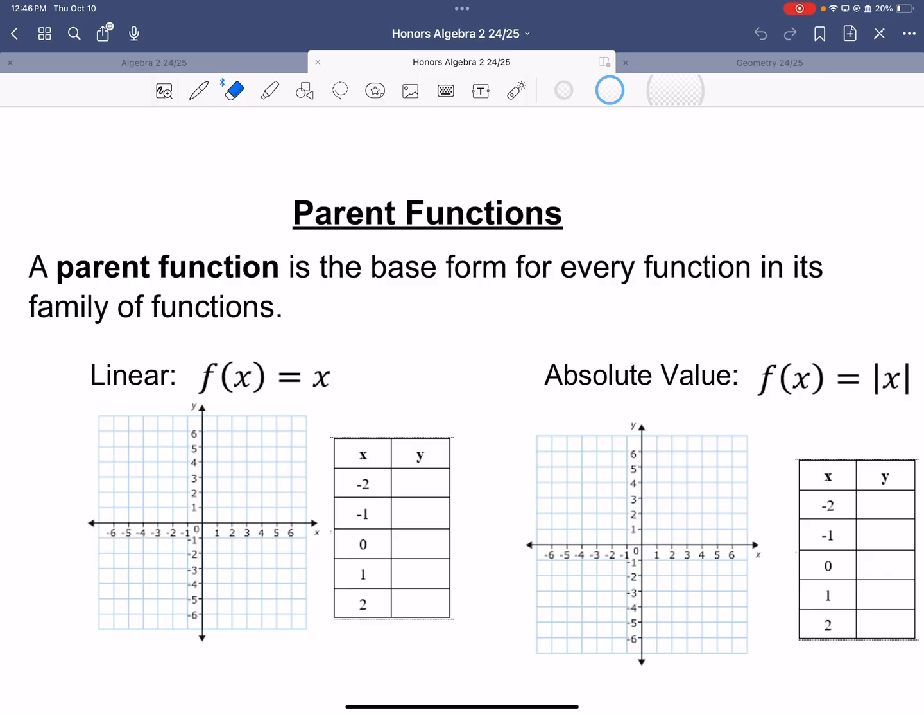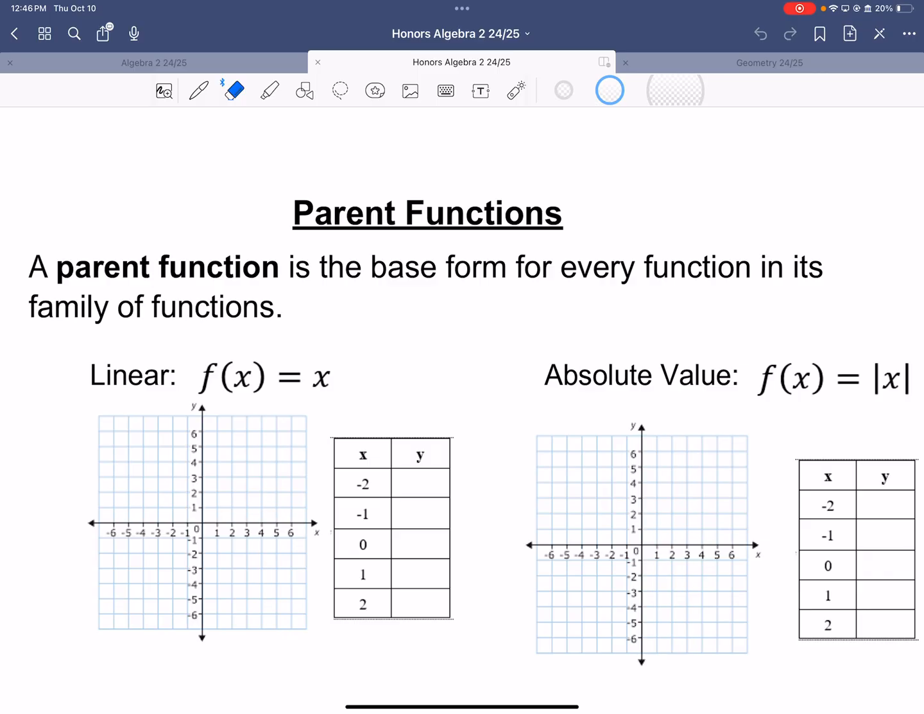Essentially, a parent function is a base form of every function in the family of functions. Okay, so it's just the base form of what it looks like. And all I want you to do is you can put the definition up there, but then I just want you to write linear, f of x is equal to x, and then just draw a graph. And then write absolute value, f of x equals, don't do the table. I'm going to put up Desmos here in a second and show you what each of them look like so you can graph them. Because you want to be able to identify them by what the graph is, as well as seeing the function itself.